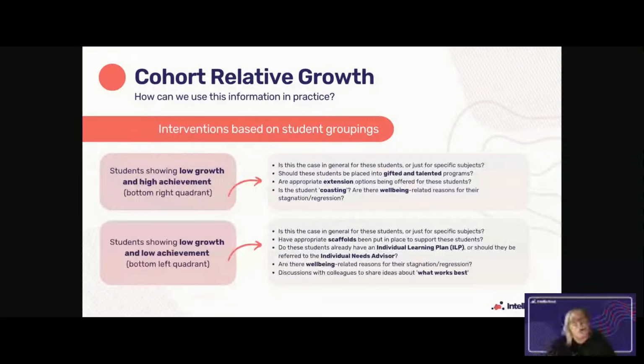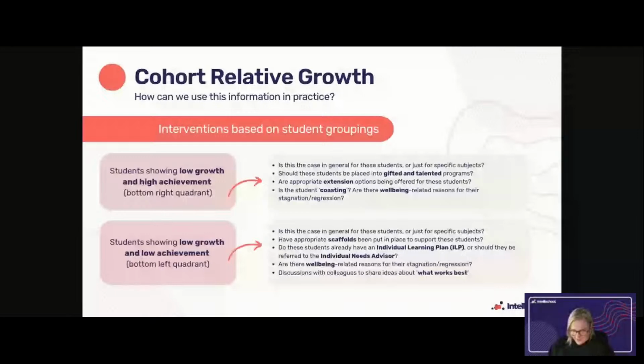When we look at the bottom left quadrant, as you can imagine, some of those questions are similar. So we want to know, is this the case in general for this student, or is there a specific subject in which they are struggling? So they aren't showing growth and they're not showing strong achievement. In that case, have the appropriate scaffolds been put in place to support these kids? Do we know that they have extra support to give them opportunities to succeed where they can?